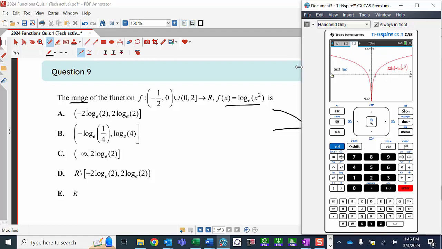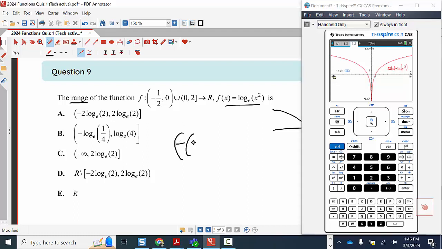They want the range of this. So from -1/2 to 0, union with 0 to 2. We can see that the highest value it's going to pump out is when x is 2. And the lowest value it's going to produce is going to be what? It's going to be negative infinity, because we get infinitely close to 0 on either side.